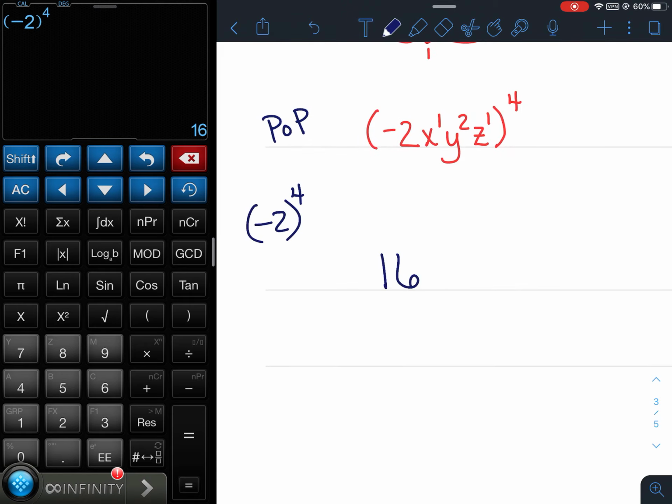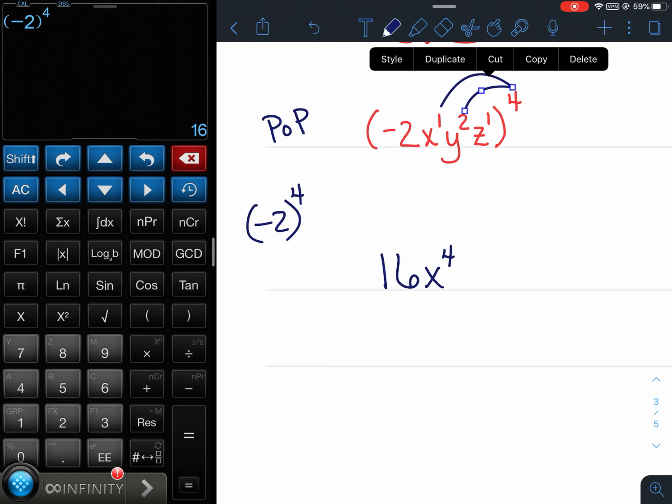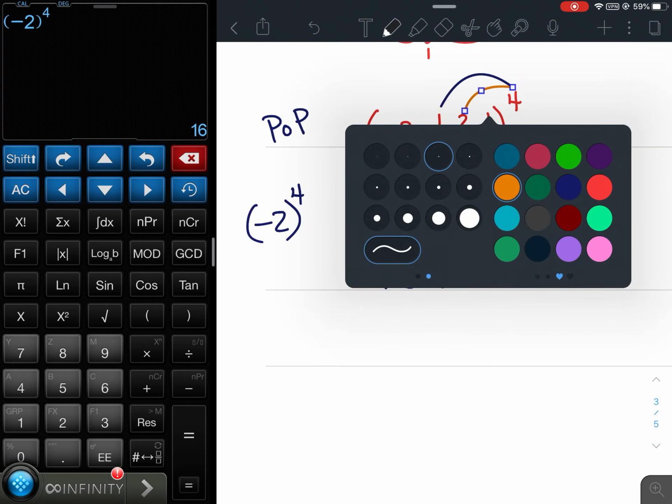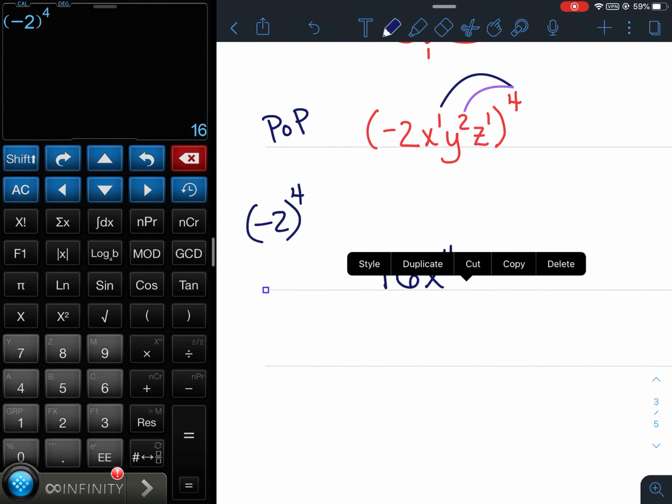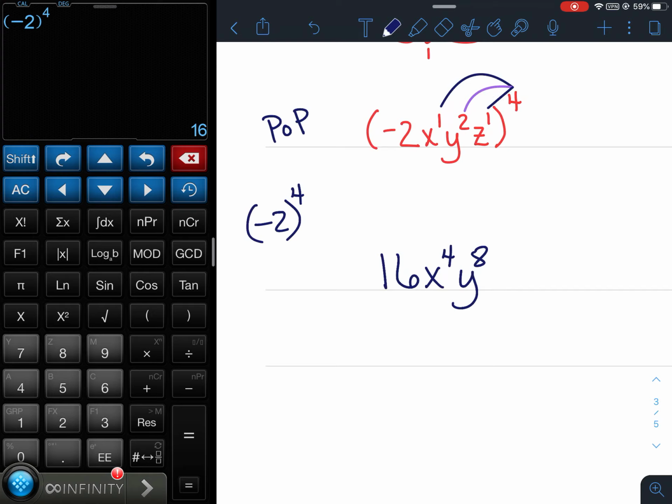To finish this, you draw your rainbows. So I'm going to take 4 times 1 to get x to the 4th. Then I'm going to take 4 times 2 to get y to the 8th. Then last, I'm going to take the 4 times the 1 to get z to the 4th. And now I am finished.